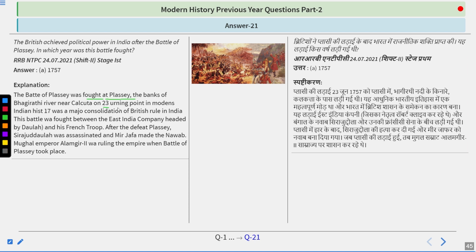The Battle of Plassey was fought at Plassey, on the banks of the Bhagirathi River, near Calcutta, on 23rd June 1757. It was a turning point in modern Indian history and a major consolidation of British rule in India. The battle was fought between the East India Company and Siraj-ud-Daulah and his French troops. After the defeat at Plassey, Siraj-ud-Daulah was assassinated and Mir Jafar was made the Nawab of Bengal. Mughal Emperor Alamgir II was ruling the empire when the Battle of Plassey took place. So do remember, the answer is 1757.